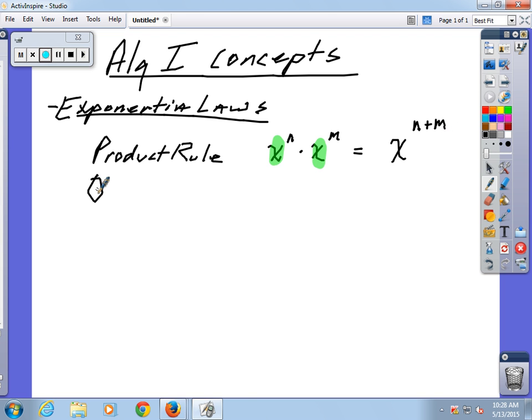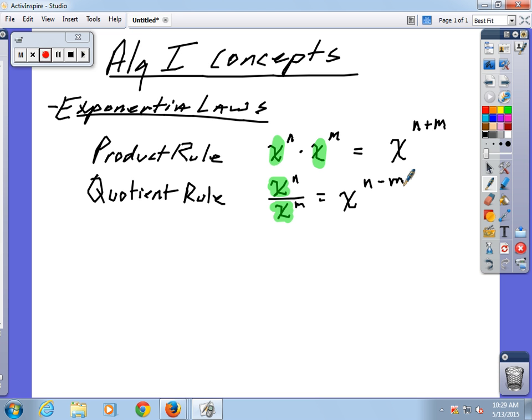Quotient rule. X to the n over x to the m. Got the same base, and I keep bringing up the same base because some people, if I put x to the fourth over y to the fifth, y'all still try to, you can't do that. The same bases, they have to be the same. What do you do to the exponents? Try it. Good job.